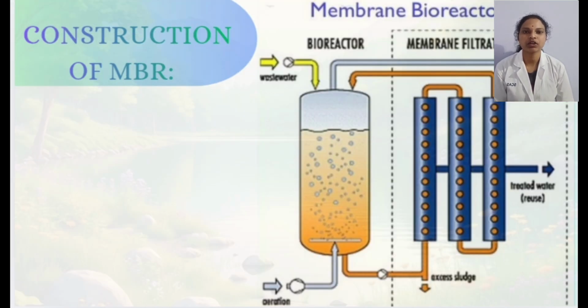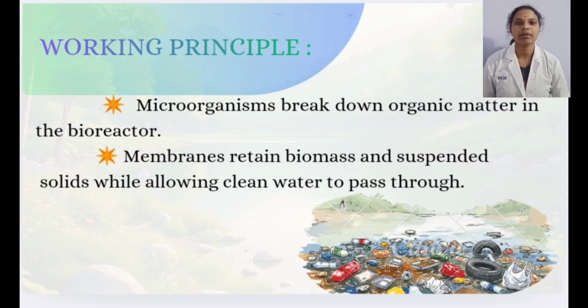This is the construction of membrane bioreactor. It has all the specific parts which are used to remove the waste from the wastewater. The main principle of the membrane bioreactor is to break down the hard and complex organic matters into simple form. At the same time, it filters the suspended solids in the filtration. It allows only the pure water to pass through.